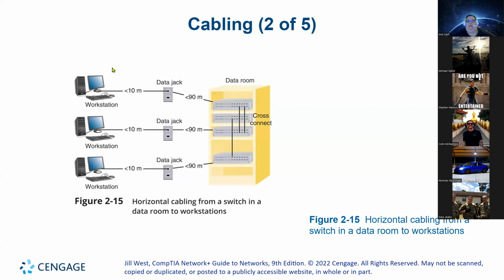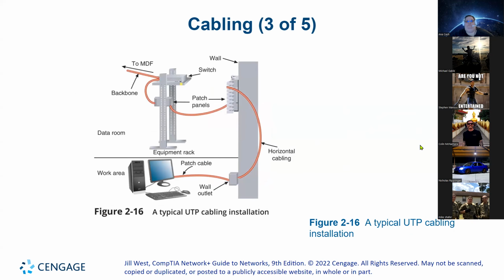Okay, so this is just an example of horizontal cabling from a switch in a data room to a workstation. And this shows your cross connection, and it shows, like, saying that there's 90 meters out to your data jack, 10 meters to the workstation. This is just a very simplistic diagram of plotting out your cabling.